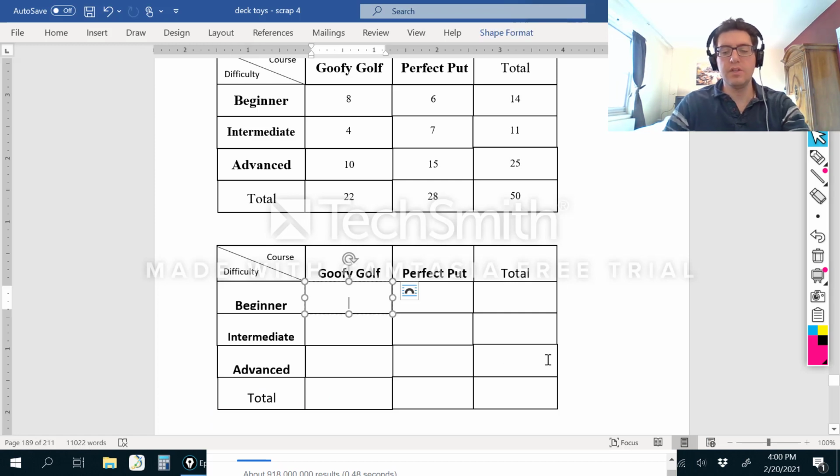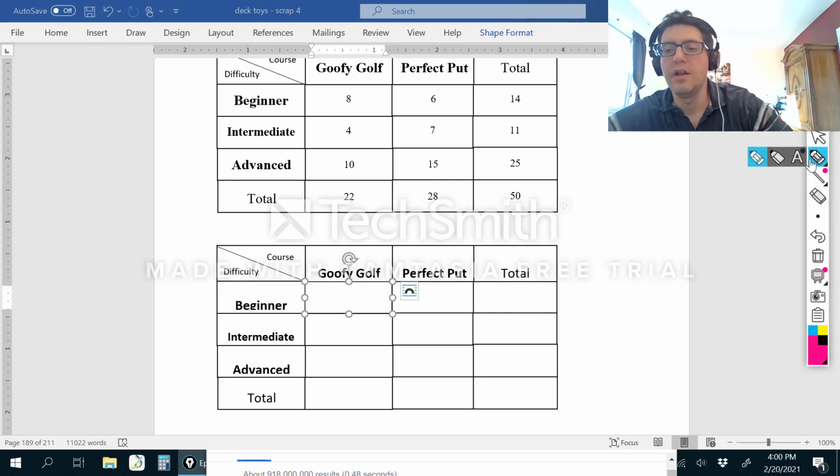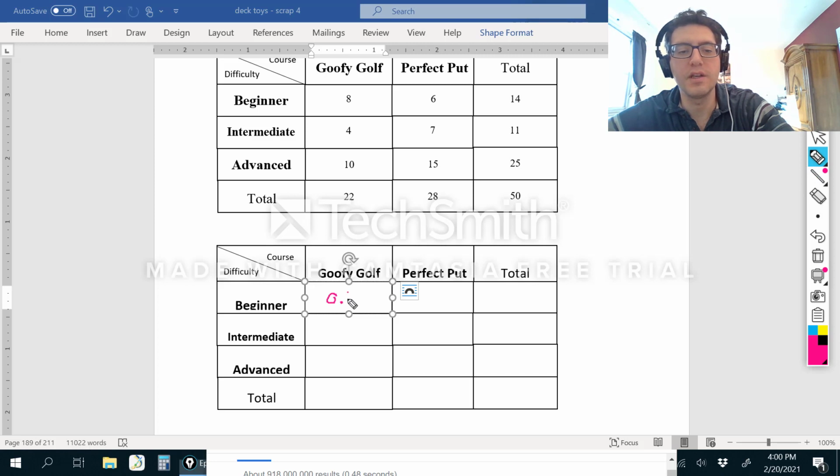All right, so over here we got 0.16. This one would be 0.12. So 12% of all of the holes are beginner holes at the Perfect Putt golf course. 14 divided by 50 is going to be 0.28.